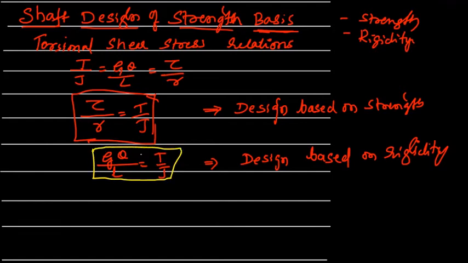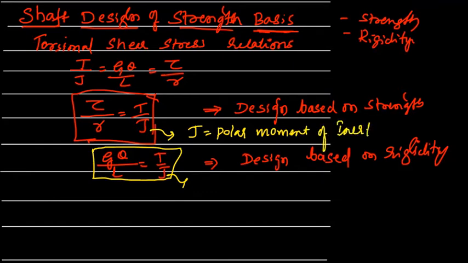Suppose they say design the shaft based on strength basis, then you go for this relation. Suppose the design is based on rigidity criteria, then you go for this relation. So how are you going to get the dimensions here? You are going to dimension with the help of the polar moment of inertia. So now J is what? It is the polar moment of inertia.